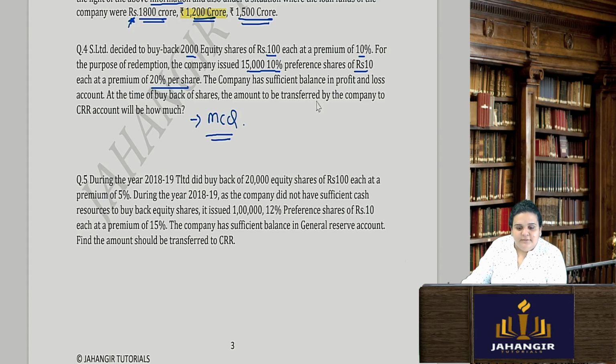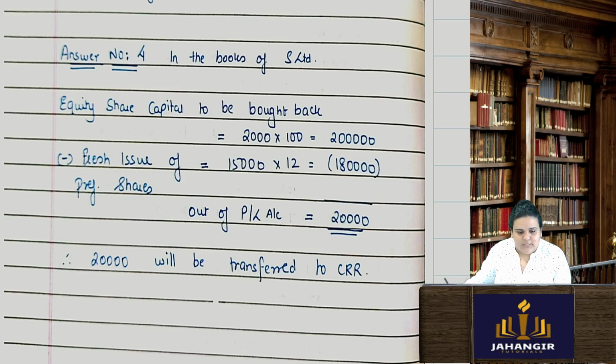The company has sufficient balance in their P&L account. At the time of buyback, the amount to be transferred to the company's CRR account will be how much? These are all your MCQs. How much is to be transferred to CRR? Equity share capital which I require to buy back, they have told me 2000 shares at rupees 100 each, but I am giving them buyback premium. But I will always compare nominal value. So for me, nominal value for the buyback is 2 lakhs.